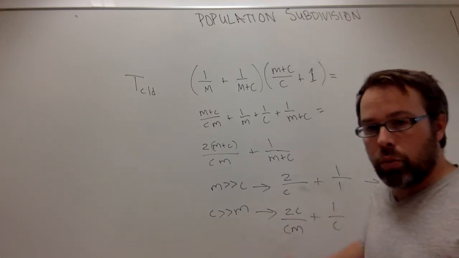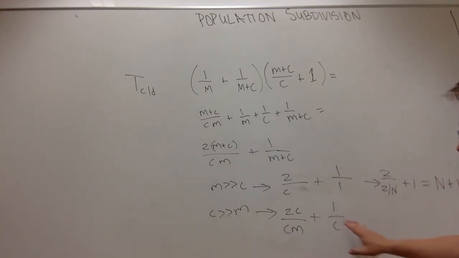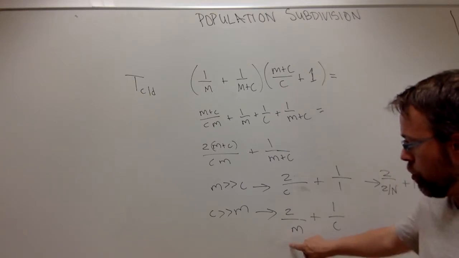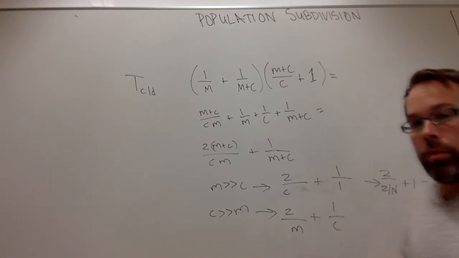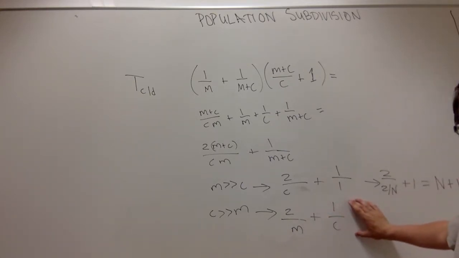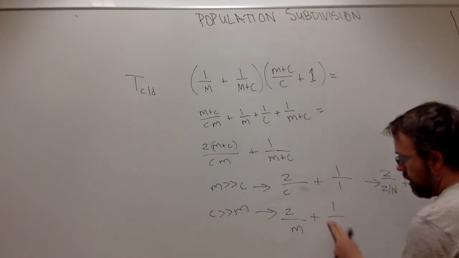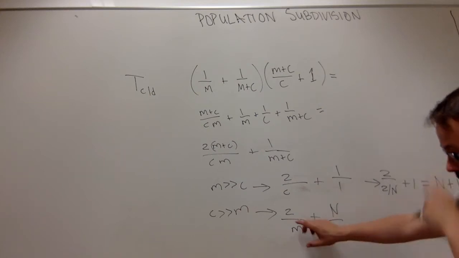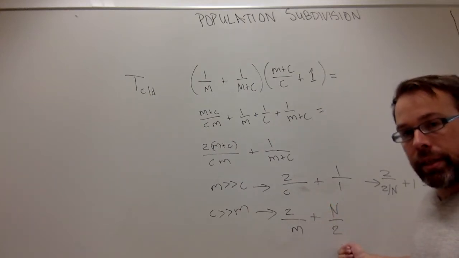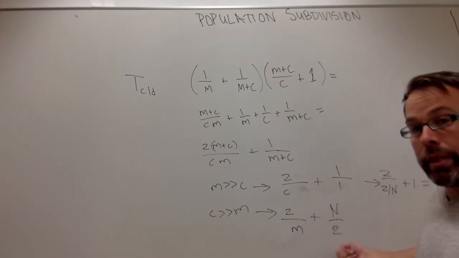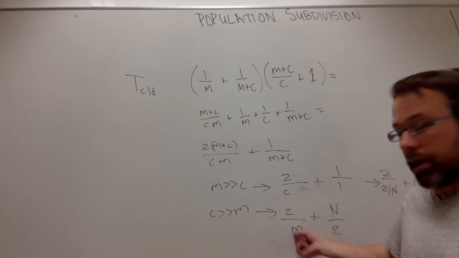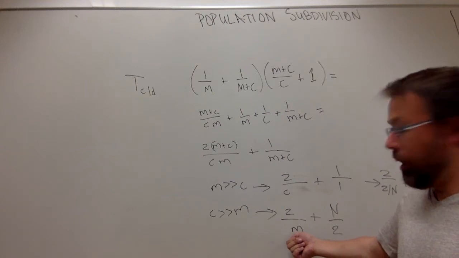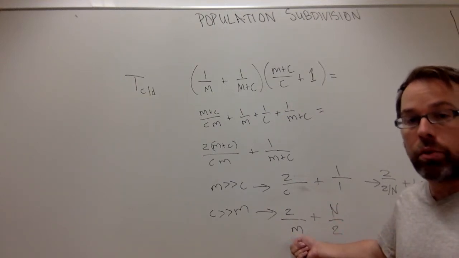Okay, so then what is this? Now we can cancel out these c's, and we get 2 over the rate of migration plus 1 over c. So 1 over c is the coalescent time, which is just n over 2, and so what we see basically is this is the coalescent time within demes, and this is the bit that's attributable to having to wait for migration one or more times.